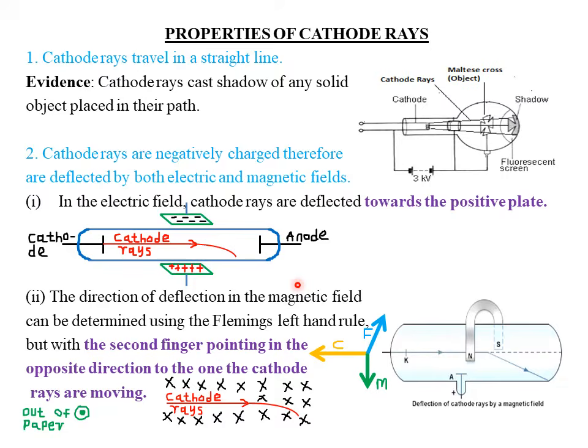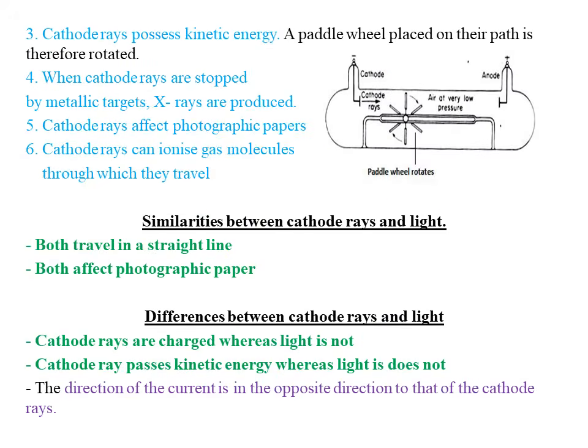be deflecting. Lastly, we look at the third property of cathode rays, which states that cathode rays possess kinetic energy. So this simply means that they can cause motion. This can be ascertained by our diagram here, which is called the paddle wheel. So we have our paddle wheel here. We are just placing it along the path of the stream of cathode rays.